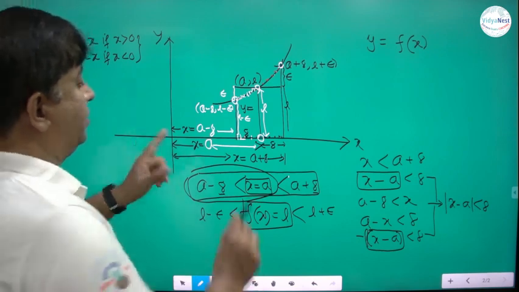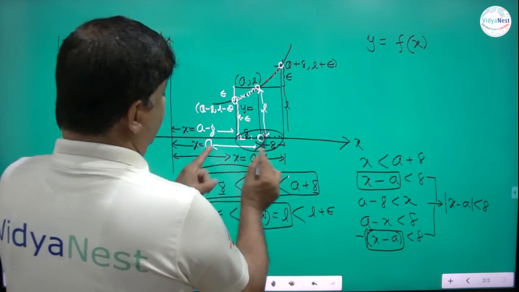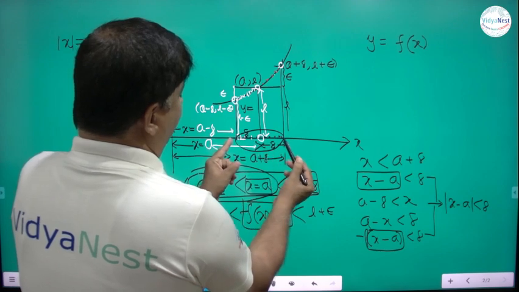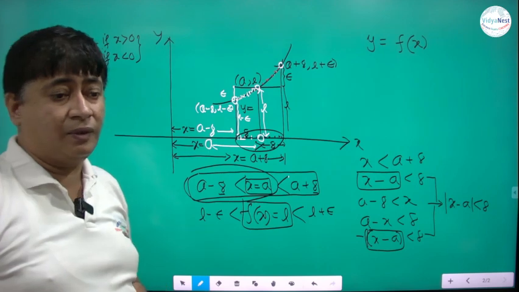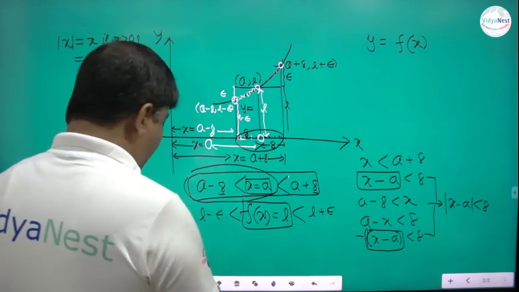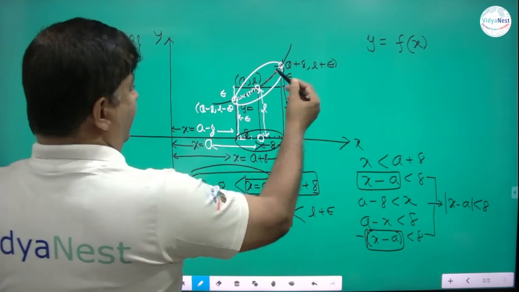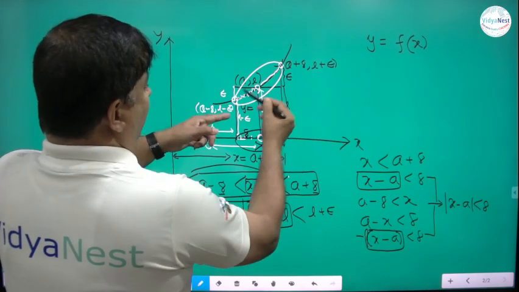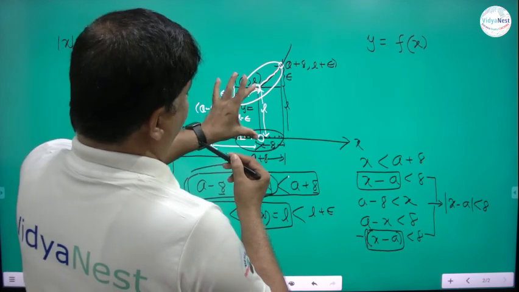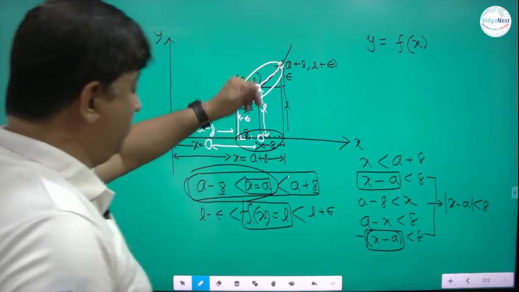That means from this neighborhood, when incremented time and decremented time are coming closer, therefore the incremented marks and decremented marks are also approaching each other, and once they meet, fx is equal to L. Yes or no? Then L will be the limiting value.